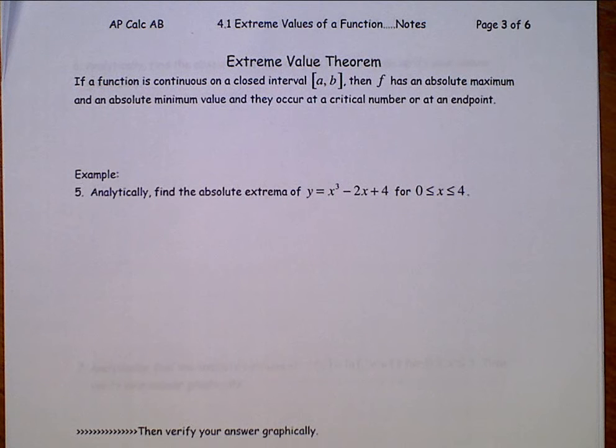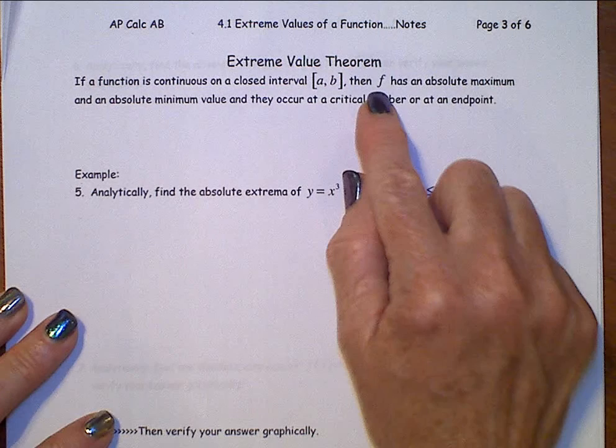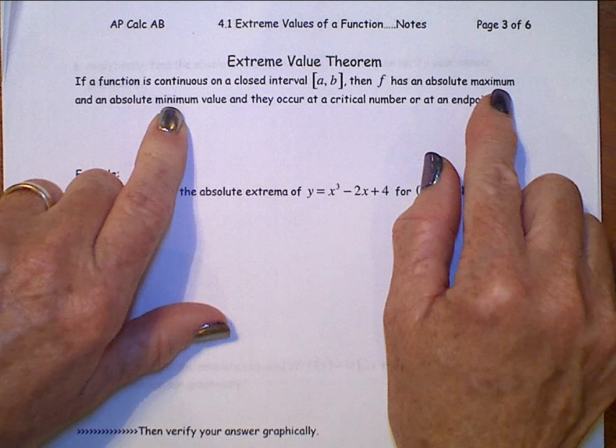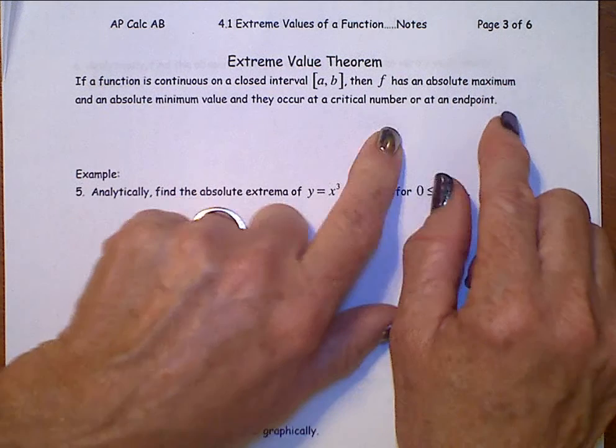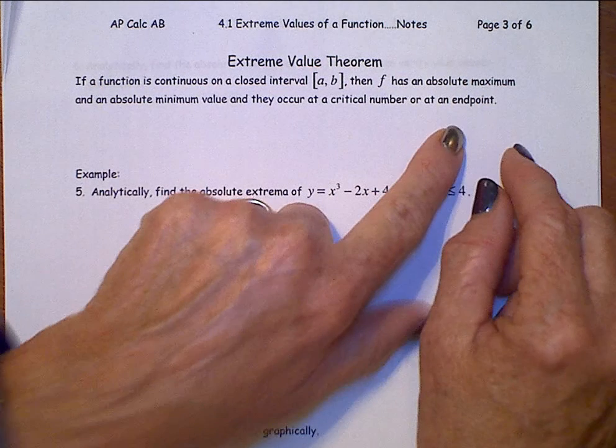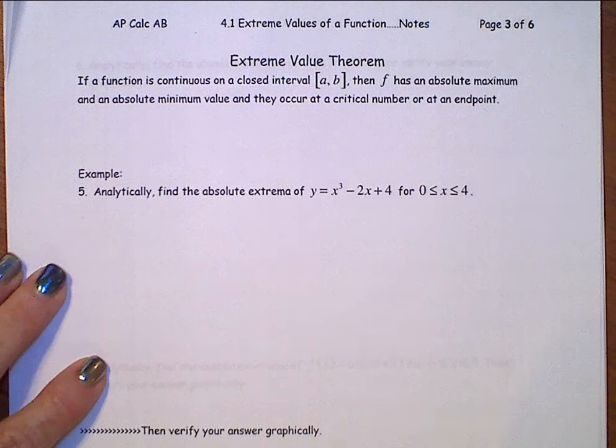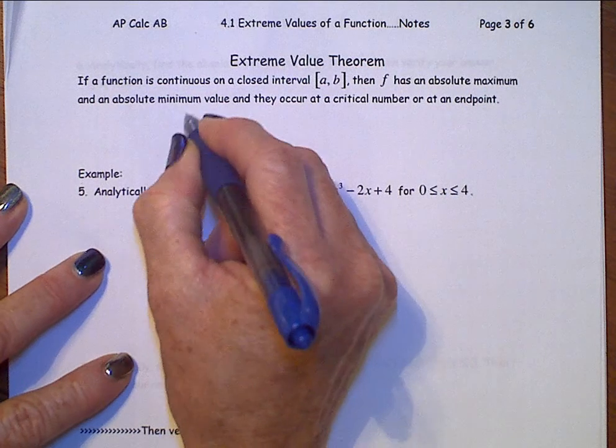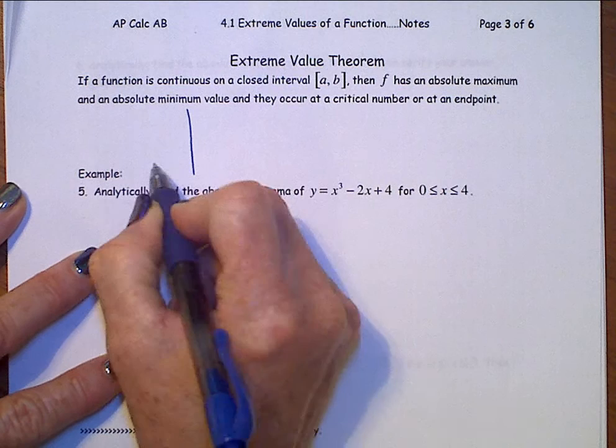Here's what it says. If a function is continuous on a closed interval from a to b, then that function f has an absolute maximum and an absolute minimum value, and they occur at a critical number or at an endpoint. So if we take a look at this, it sounds rather confusing, but really it's not when you look at this visually.